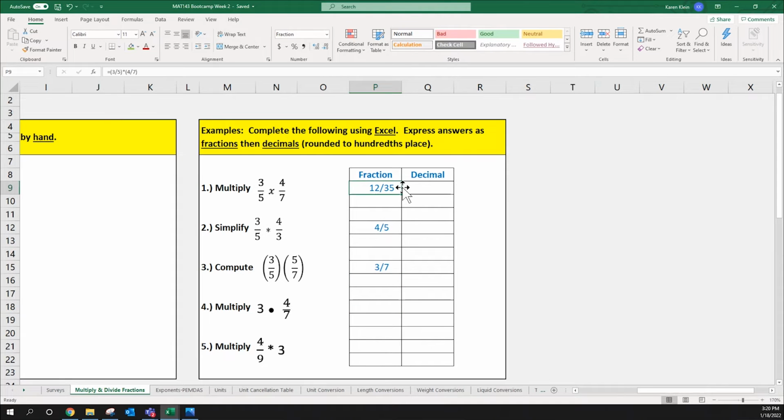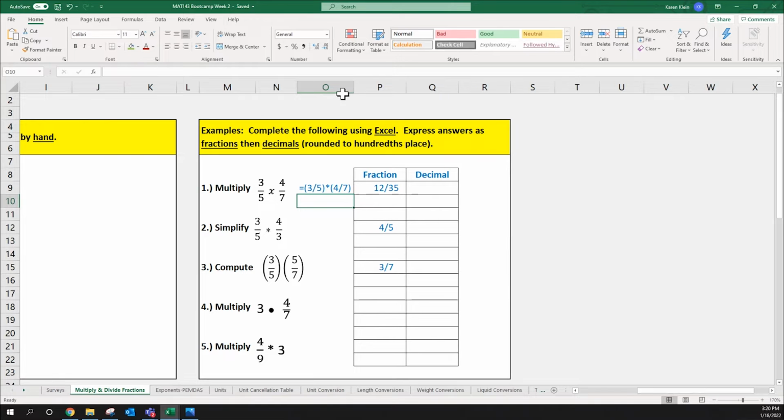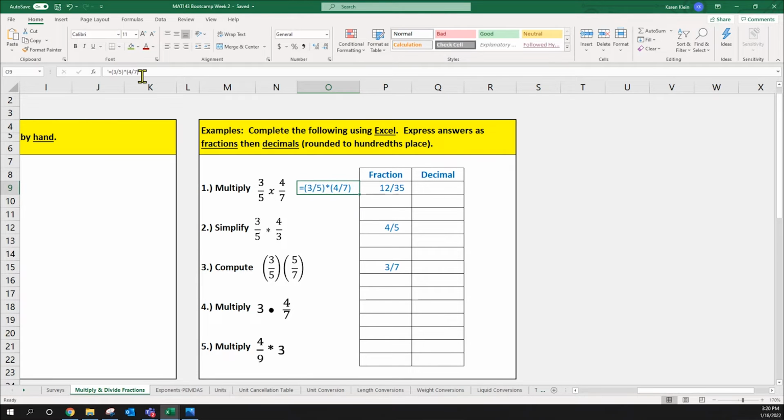All right, so now let's practice these 3 examples, turn them into decimals. And by the way, if you wanted to see what this looks like, I'll write the formula over here to the right. Put my equals on this side for you.